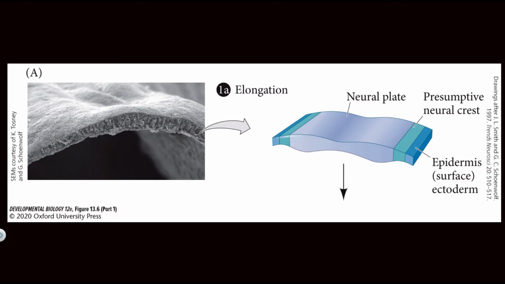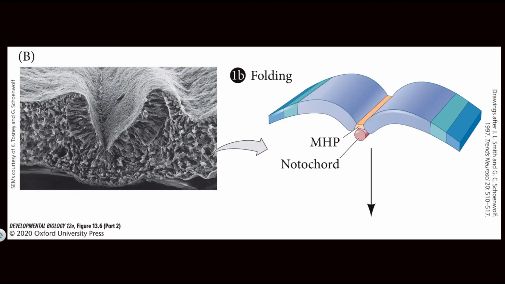Sometimes that's called the rostral to caudal axis, as I said before. Because chick embryos were primarily used to do a lot of this work, it was called beak to tail. Okay, it's the same thing: anterior-posterior, rostral-caudal. So we're getting elongation along that anterior-posterior axis. Second, we're getting the folding.